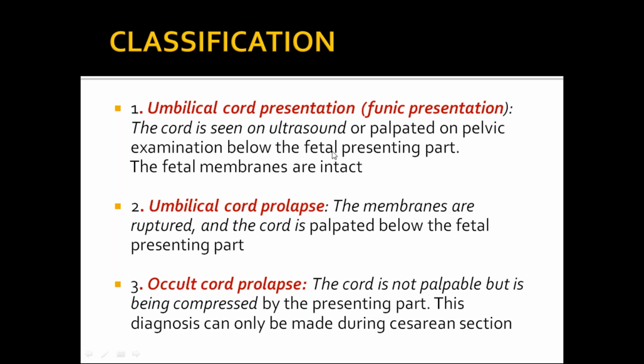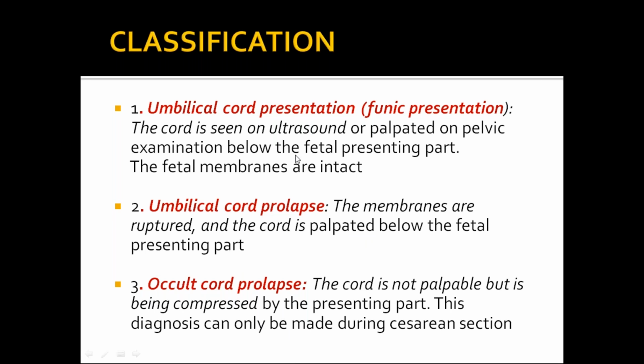Umbilical cord presentation. The cord is seen on the ultrasound and palpated on pelvic examination also. Because it has come just below the fetal presenting part, we can palpate through vaginal examination. Not only that, we can diagnose by ultrasound also. Umbilical cord prolapse proper. Here the membranes are ruptured and the cord is palpated below the presenting part. How many types are there?